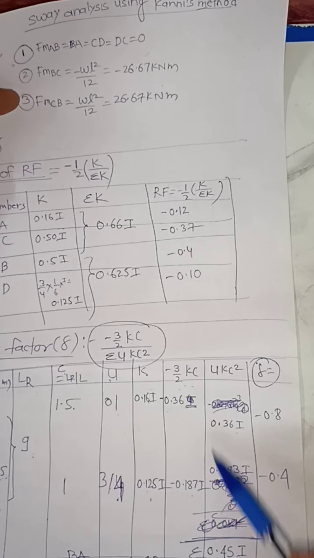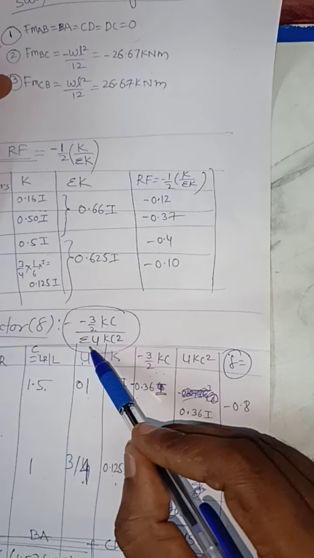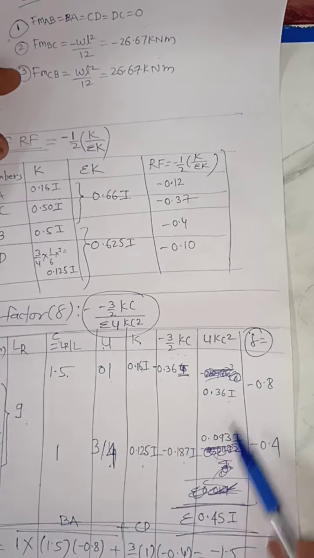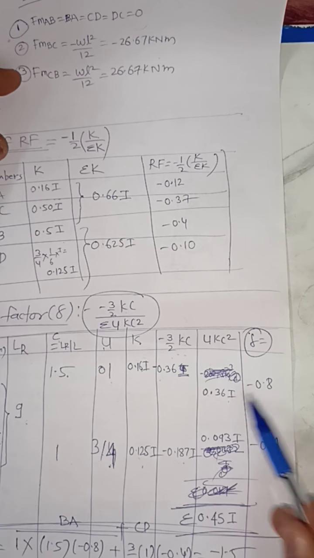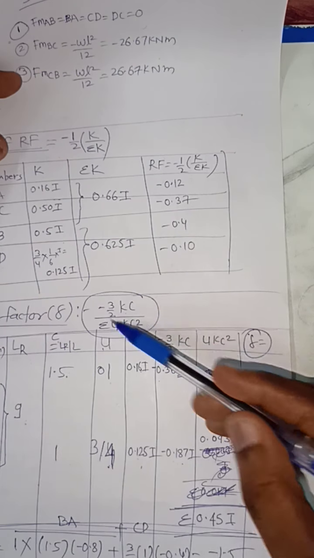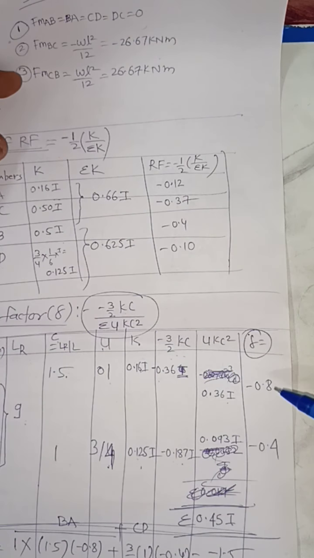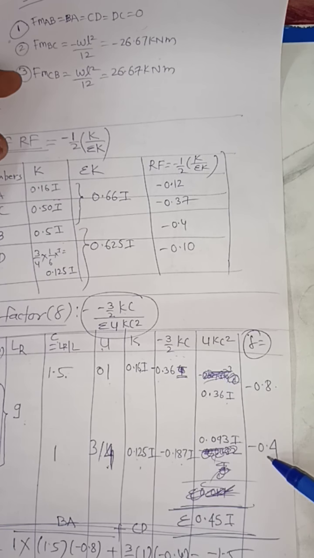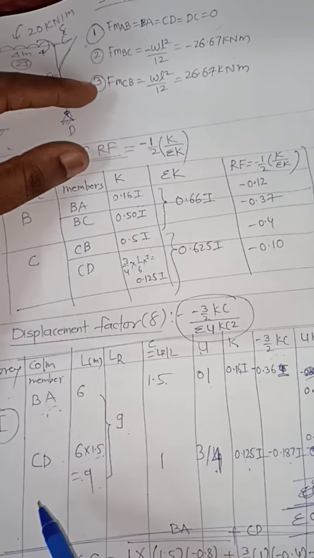Then sum these values, because summation is required in the denominator. The summation of 0.36 and 0.093 is equal to 0.45. Now just put all these values and you will get minus 0.8 and minus 0.4 for the values of BA and CD.